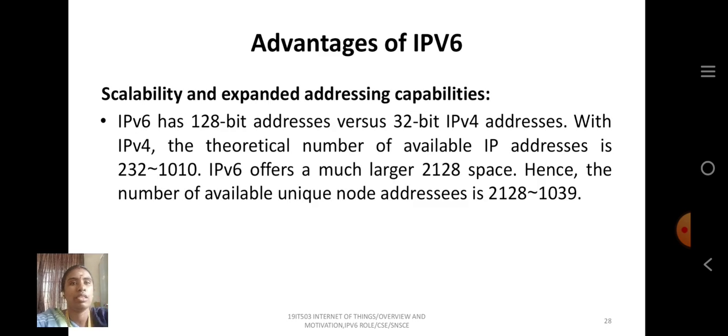And the advantages of IPv6 are scalability and expanded addressing capabilities. That is, IPv6 has a 128-bit address versus a 32-bit address for IPv4. With IPv4, the theoretical number of available IP addresses is 2^32, about 10^10. But IPv6 offers a 2^128 space. Hence, the unique node address count is 2^128, about 10^39.